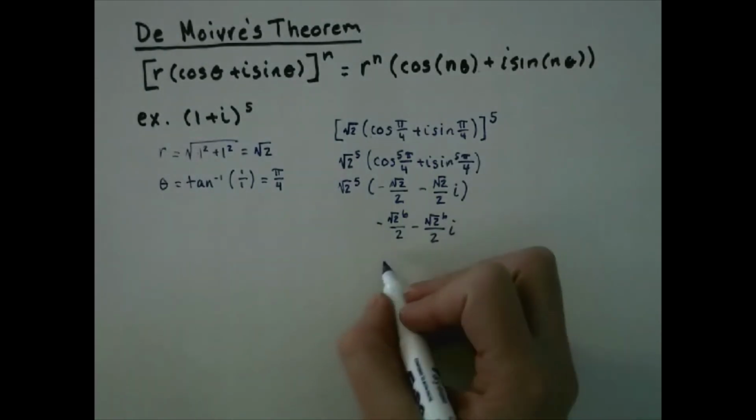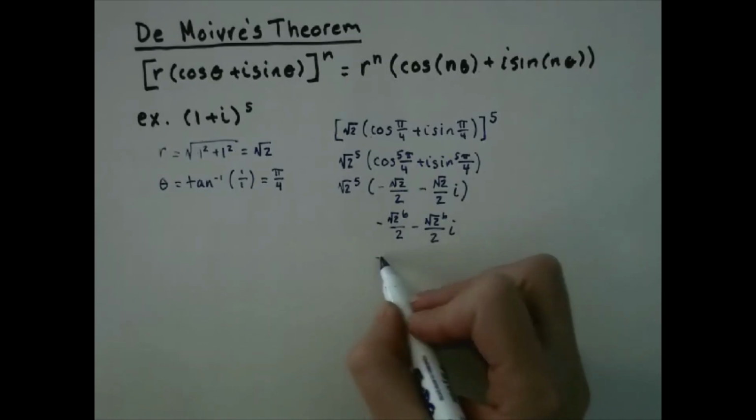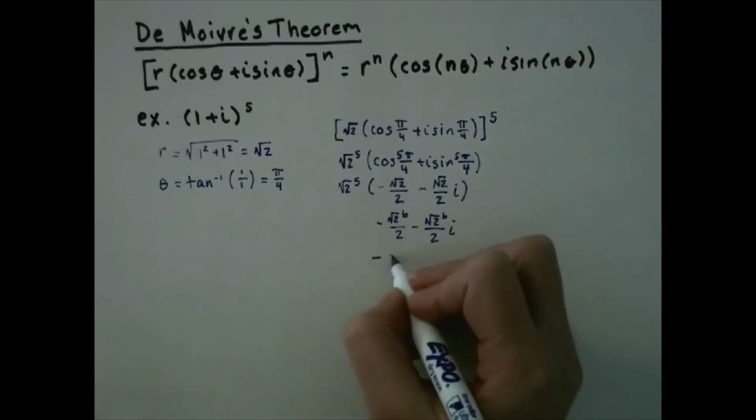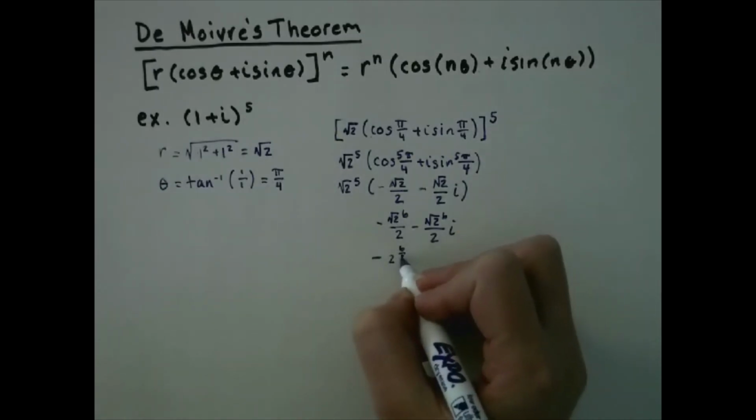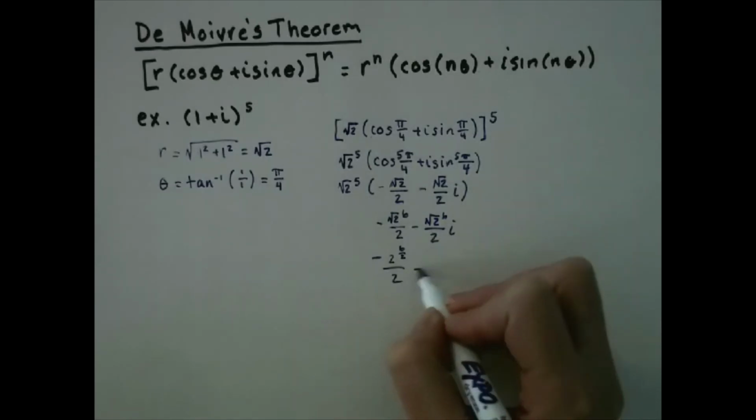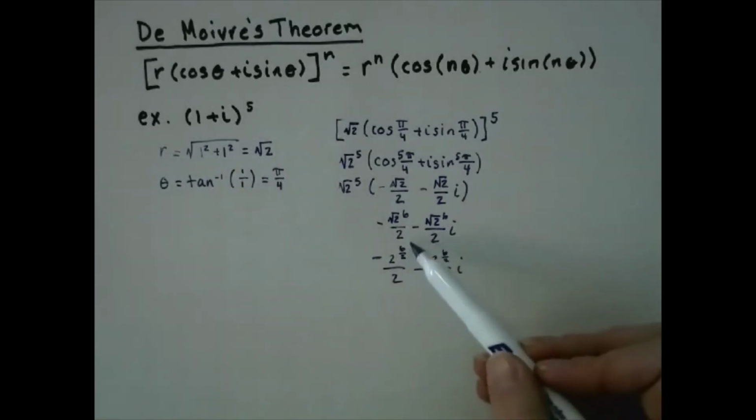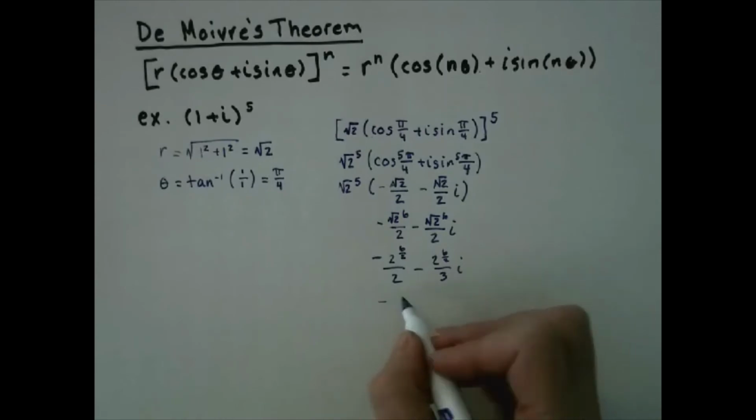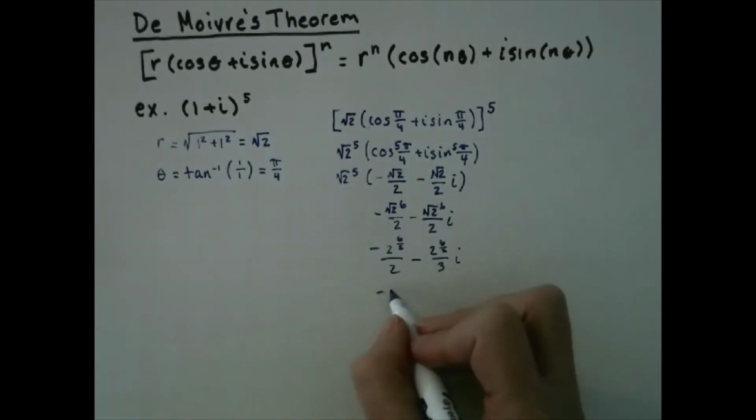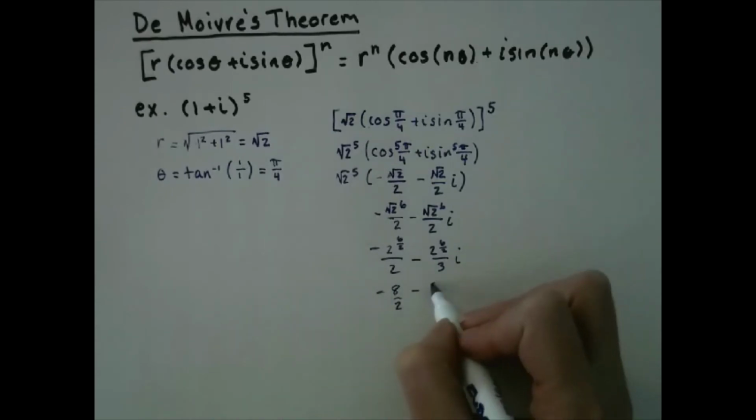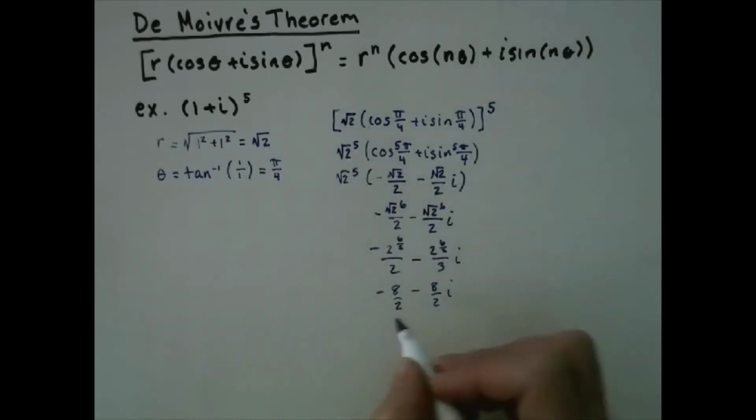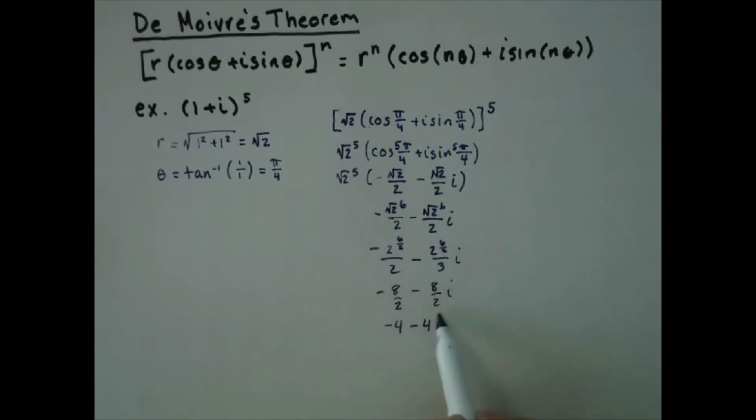Well, I could rewrite this as negative 2 to the 6 over 2. Okay, which is really 2 cubed. So 2 cubed is 8. So we're going to have a negative 8 over 2 minus 8 over 2i for a final answer of negative 4 minus 4i.